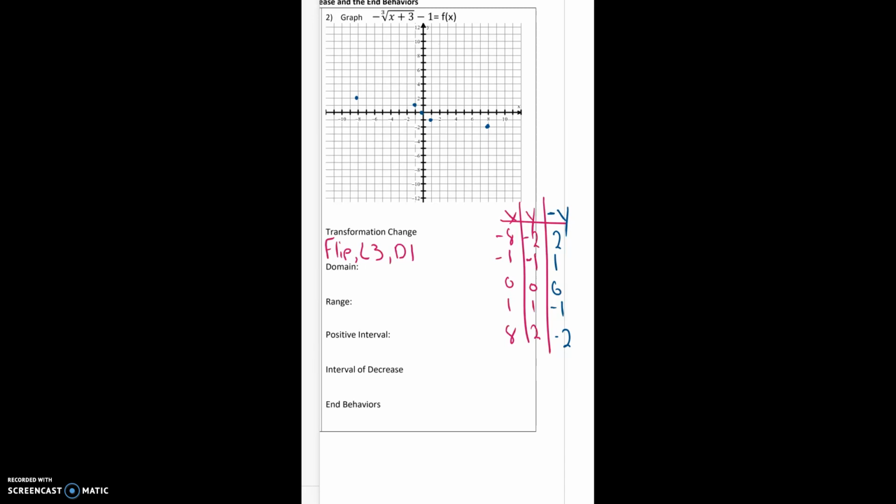And now what I'm going to do is apply my left, right, up, downs, etc. Okay, so sorry, I had to take a phone call.